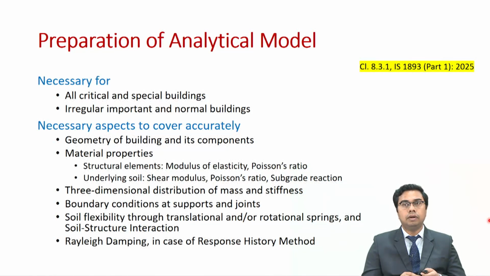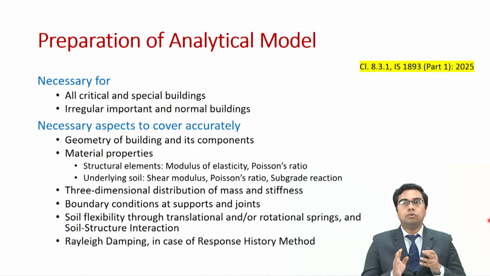It must cover geometry of building and its components, that is various structural members like beams, columns, etc. It should cover accurately the material properties, such as for the structural elements such as beams and columns, we need to know the modulus of elasticity, Poisson's ratio of concrete or steel, whatever is the case. For the soil, we need to know the shear modulus, Poisson's ratio, subgrade reaction, etc. So, it is important to conduct these tests before preparing any analytical model. If we do not have the test data available, we can still use some empirical expressions which are specified by the code.